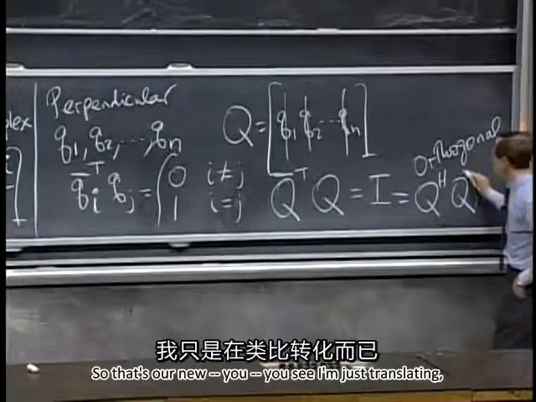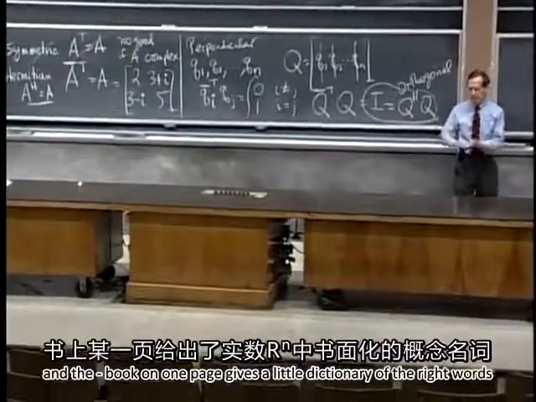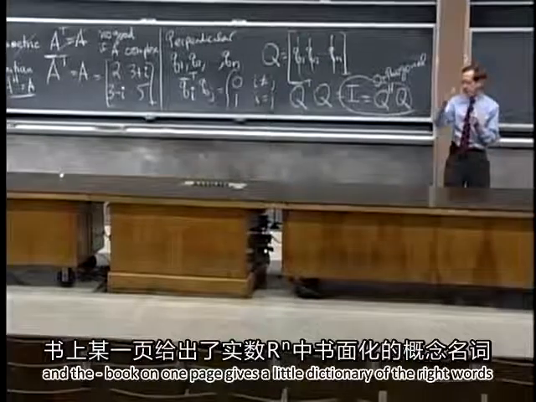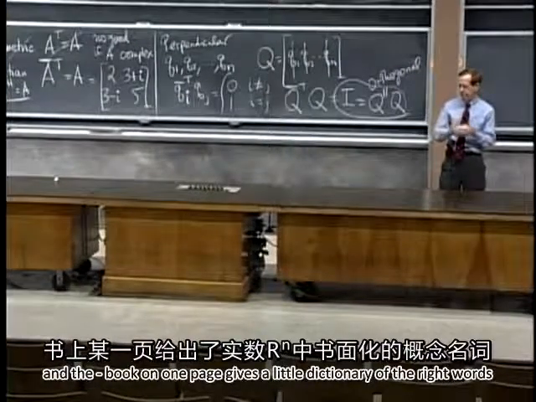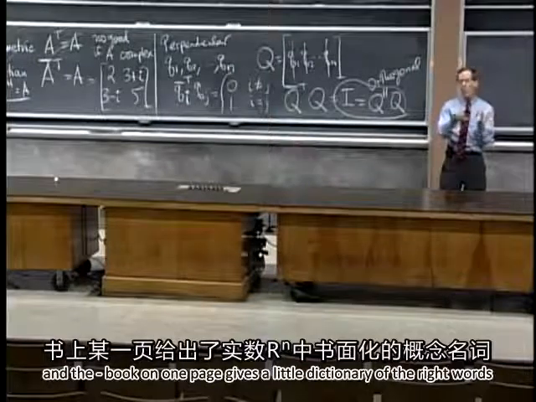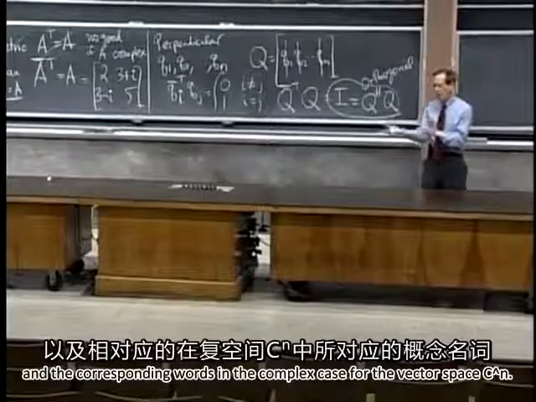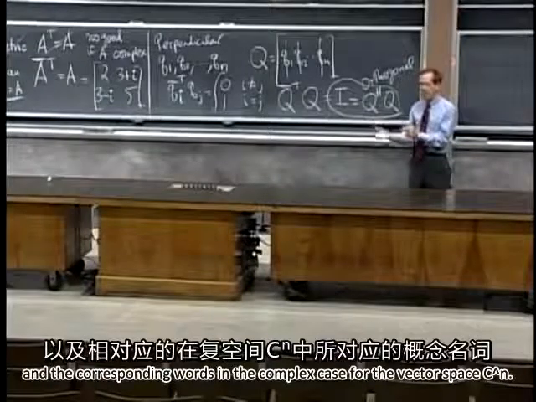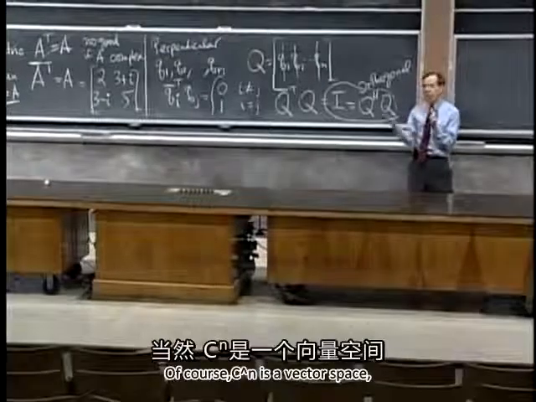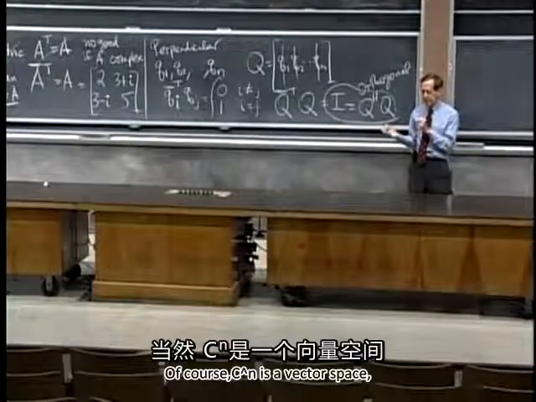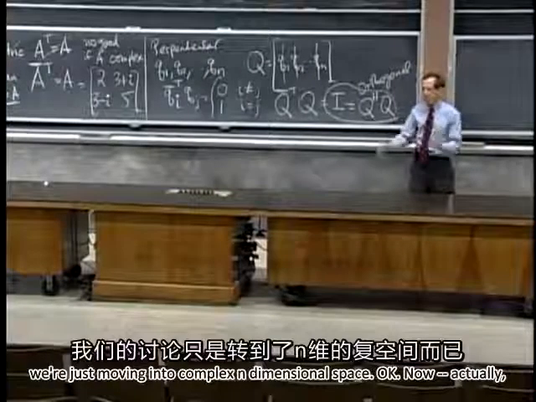which is I. So that's our new condition. You see, I'm just translating, and the book on one page gives a little dictionary of the right words in the real case, Rn, and the corresponding words in the complex case for the vector space Cn. Of course, Cn is a vector space. The numbers we multiply are now complex numbers.